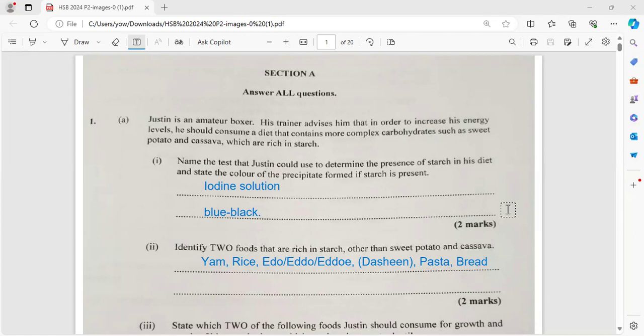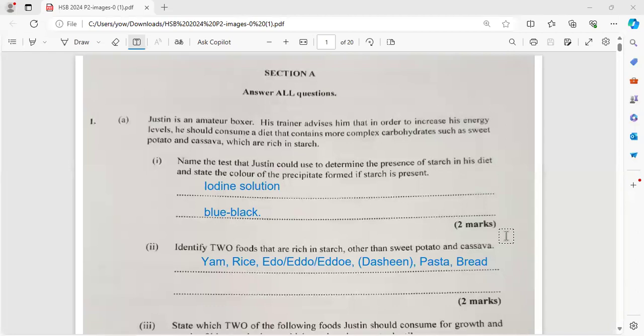So guys, let's go. The first question says, Justin is an amateur boxer. His trainer advises him that in order to increase his energy levels, he should consume a diet that contains more complex carbohydrates such as sweet potato and cassava, which are rich in starch. Name the test that Justin should use to determine the presence of starch in his diet and state the color of the precipitate formed if starch is present. Now, of course, we use iodine solution, right? And the color should be blue-black. All right, so easy 2 marks, guys.